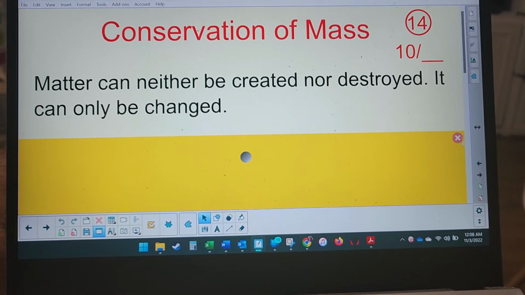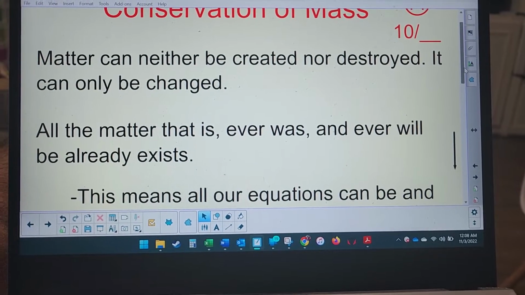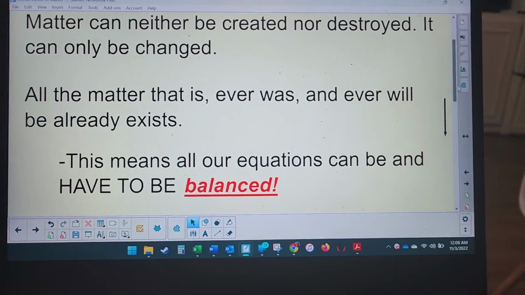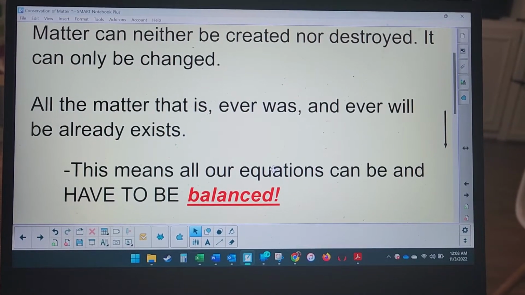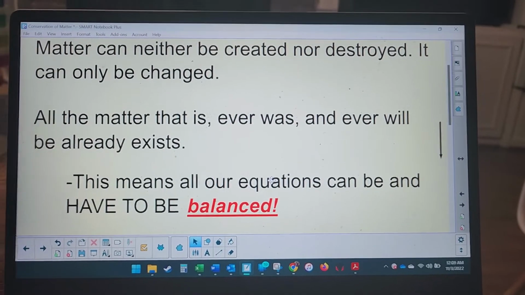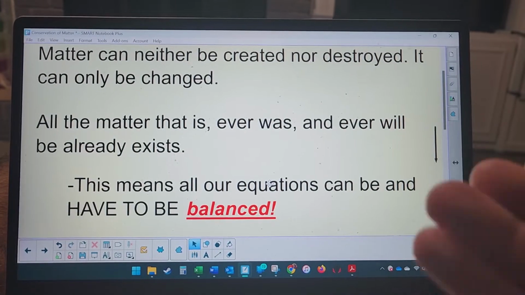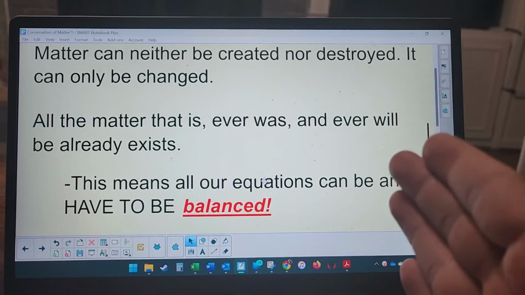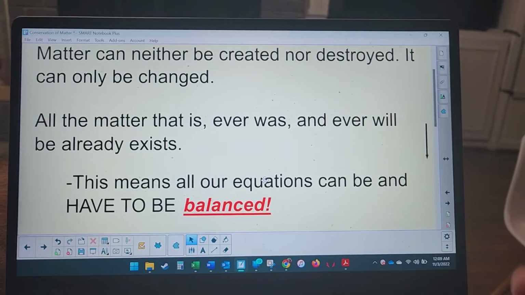That is key. Okay? Now, with that knowledge, we know that all the matter that is, ever was, and ever will be already exists and has existed since the moment of the Big Bang. This means that all those chemical equations, the synthesis, the decomposition, the single and double replacements, have to be what we call balanced. In other words, the amount of matter at the beginning and matter at the end have to be the same. Think about our baking soda lab, right? The baking soda and vinegar on the left was 40 grams, and then after the reaction on the right would have to be 40 grams again. The amounts on both sides of the equations have to be the same.